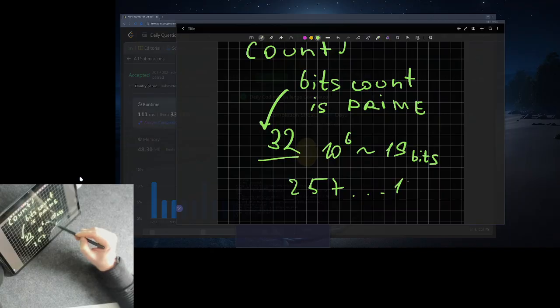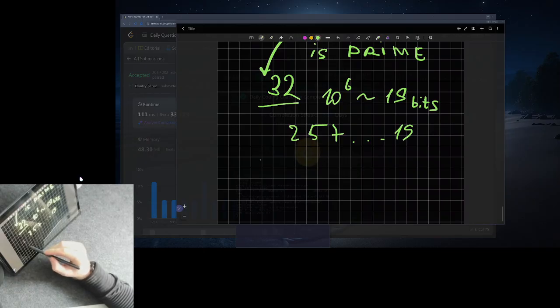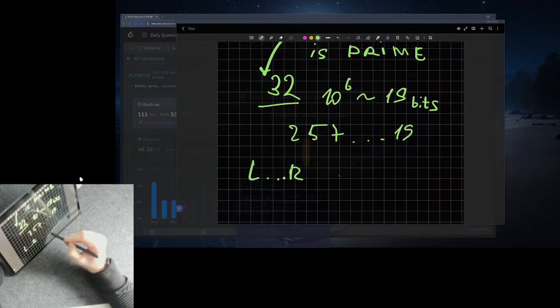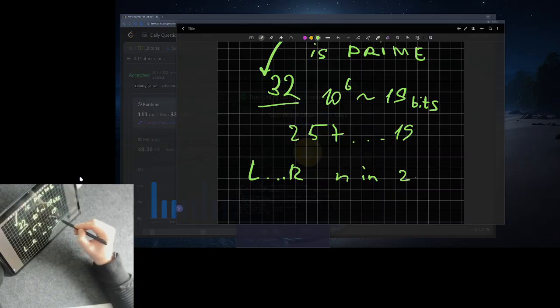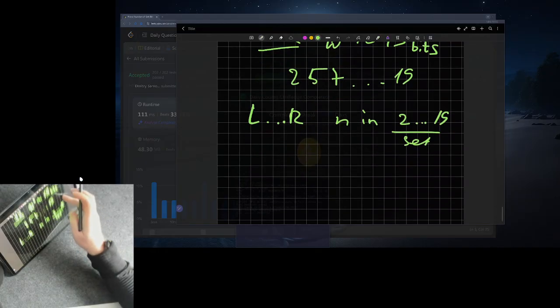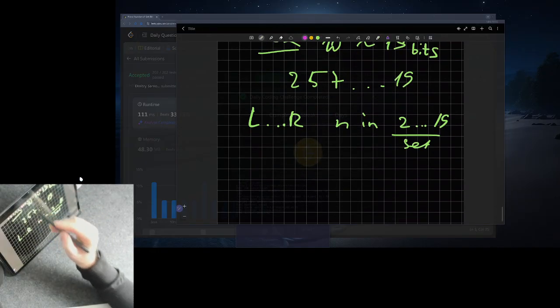one by one, from left to right, and check whether the bit count is in this set of primes. Also, now the shortcuts.